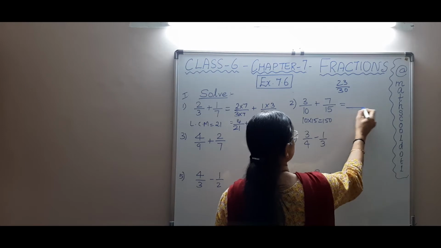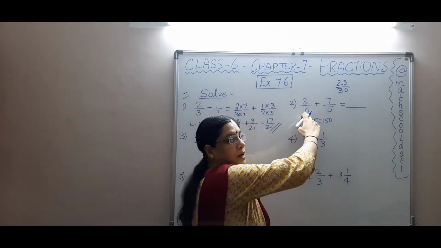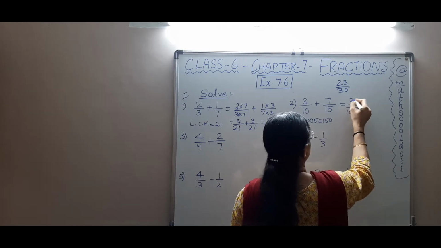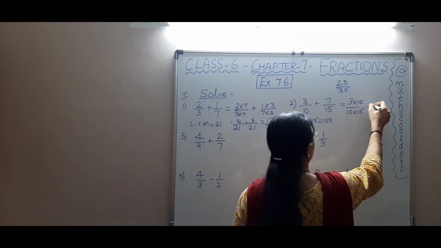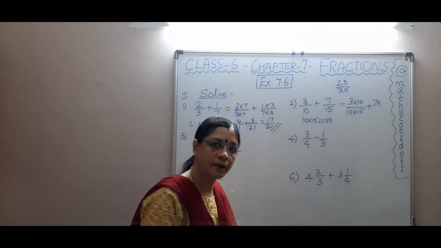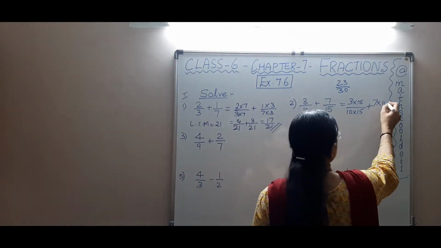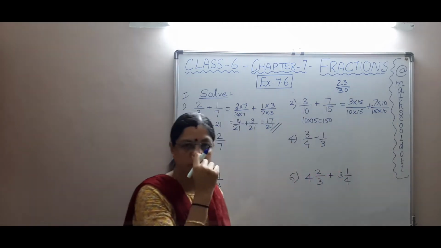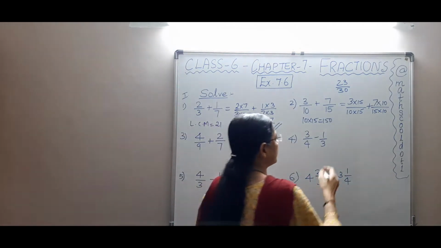So what I need to do is make this 10 into 150, so I multiply it by 15, isn't it? So you multiply the numerator also by 15. Now plus 7 into 10, 15 tens are 150, so multiply 7 by 10. So whatever number you multiply to the denominator, you multiply the same number with the numerator.